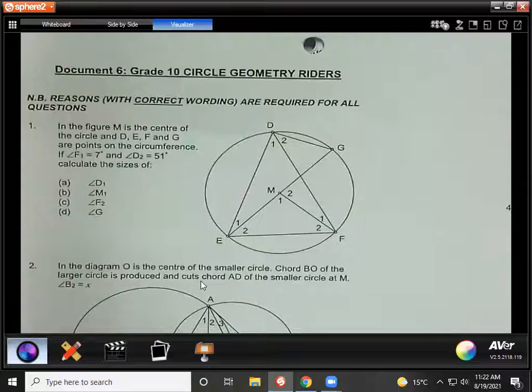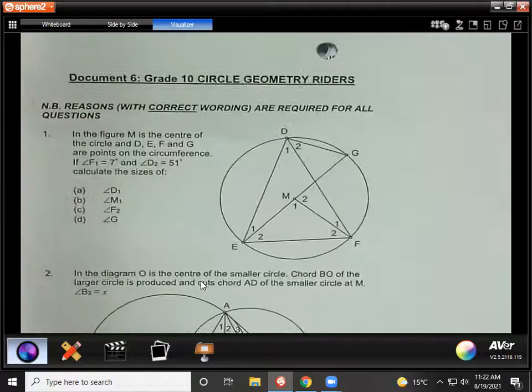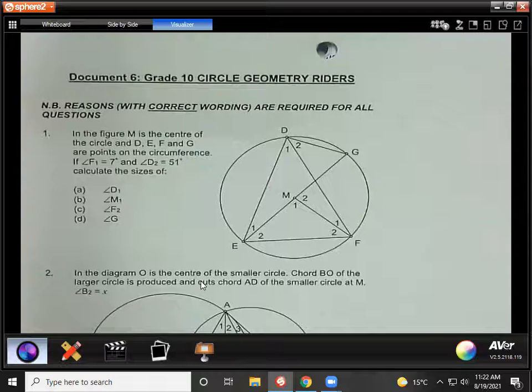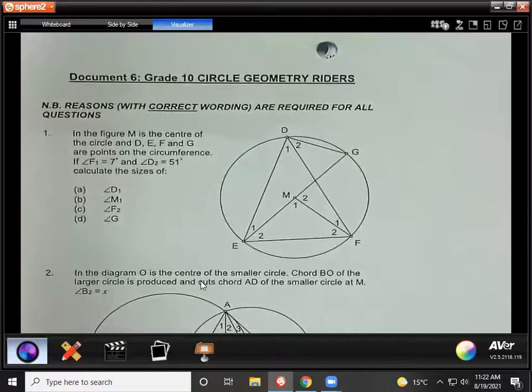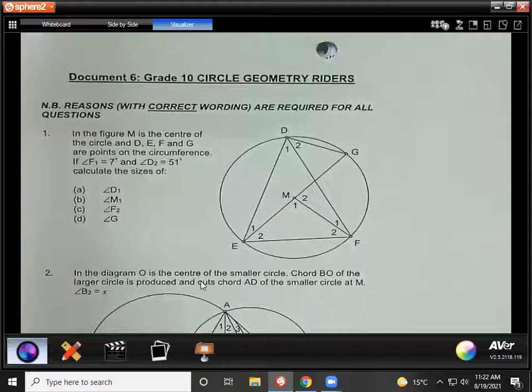All right, so we're going to do 1 and 2 together, and then hopefully we can move on to cyclic quads, which is something new. That is what I'm aiming for. So 35 minutes, so we're pushing. Please write that heading. You can just write circle geometry riders. You can see that the heading says grade 10 because these questions only involve theorems that you learned in grade 10.